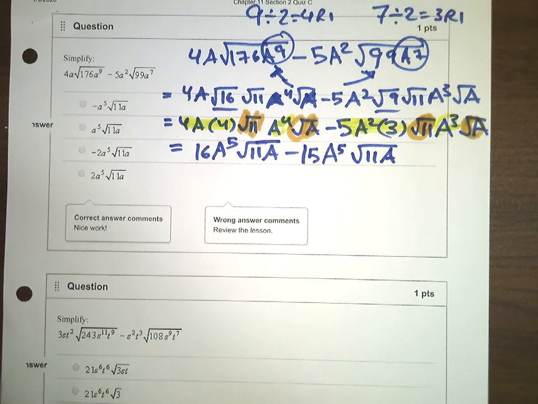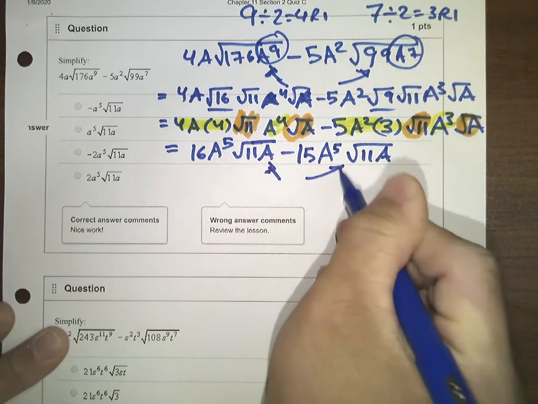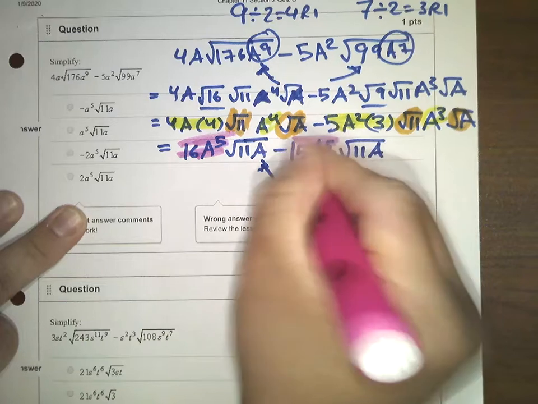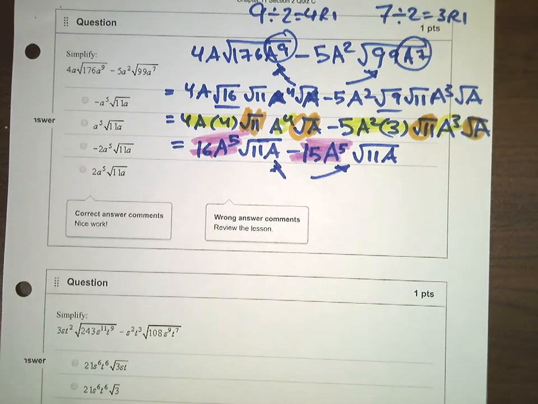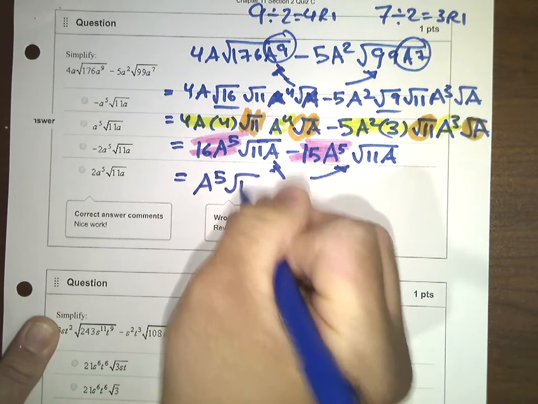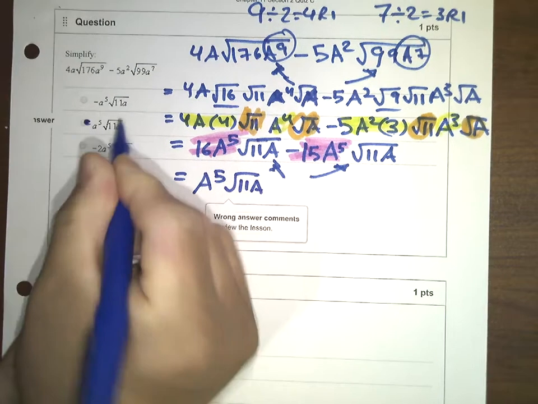And now I see that these are the same radicals here. So I just go ahead and I am going to do the subtraction. So 16a to the 5th minus 15a to the 5th is 1a to the 5th, or just a to the 5th, and then square root of 11a. So there is my answer right there.